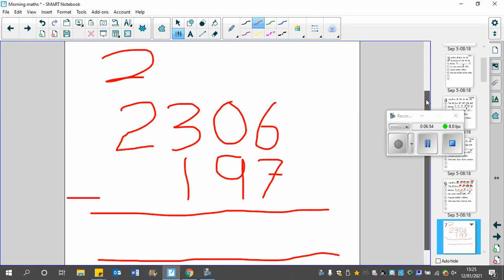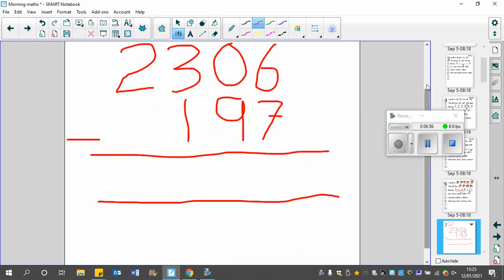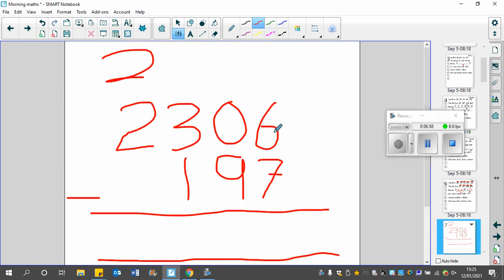2,306 take away, now that's a bit wobbly, 2,306 take away about 200. So 2,300 take away 200 is going to be about 2,100. So it's going to be around 2,100, just a bit more. That's just to check. So get a different colour pen.